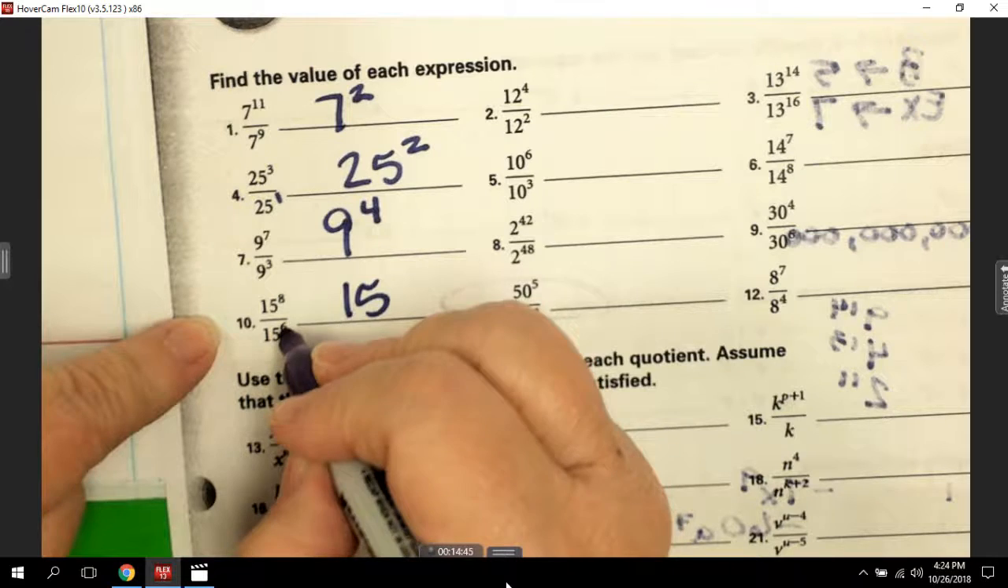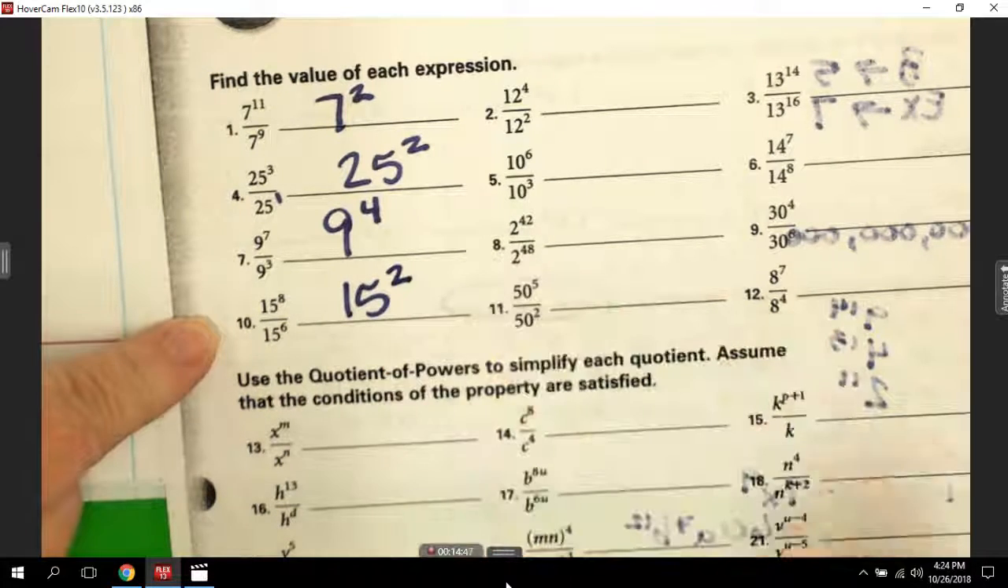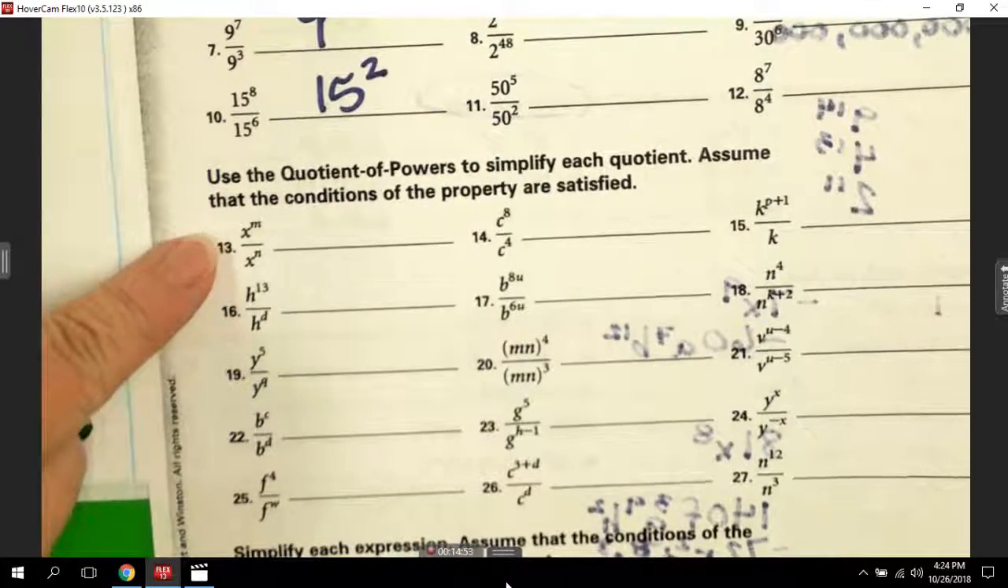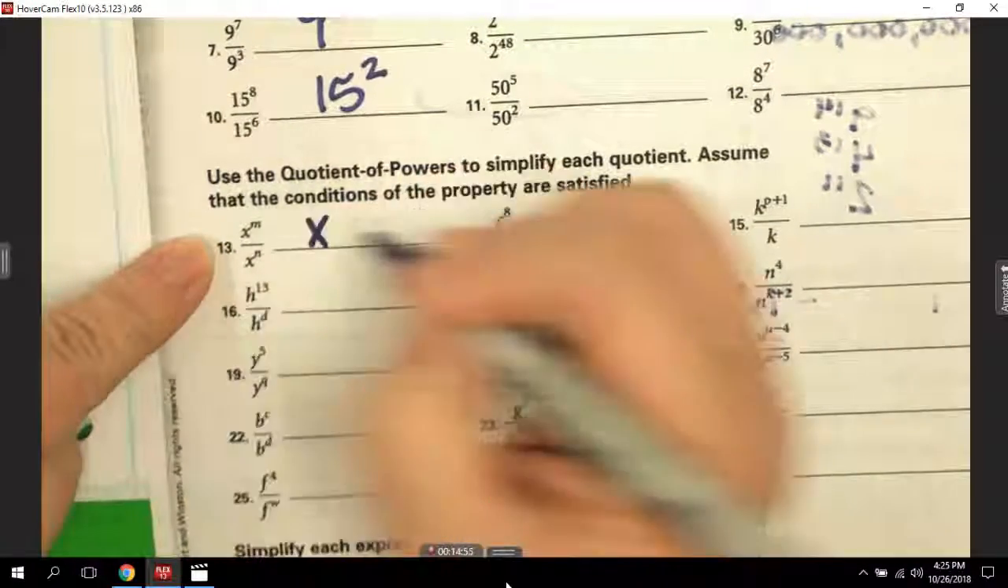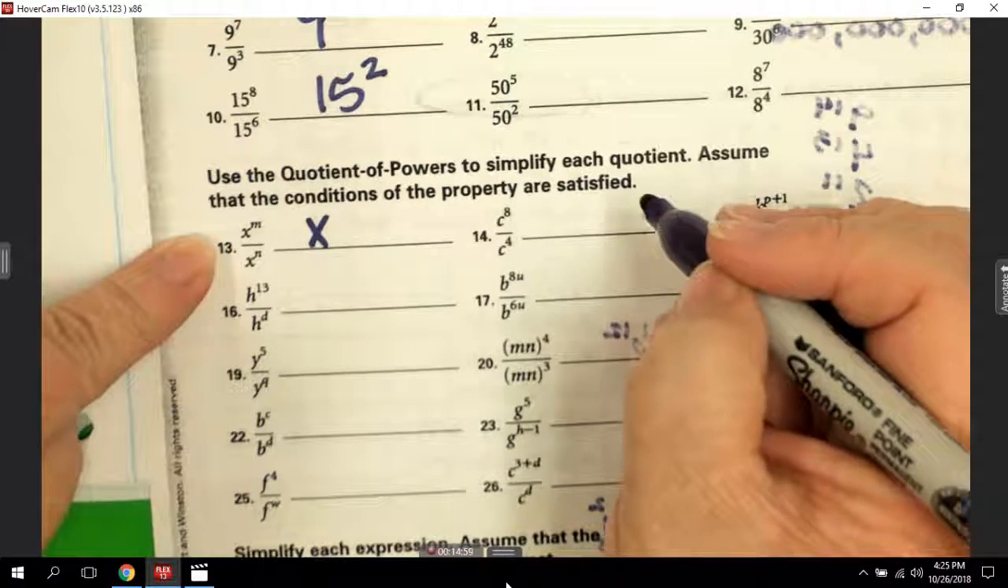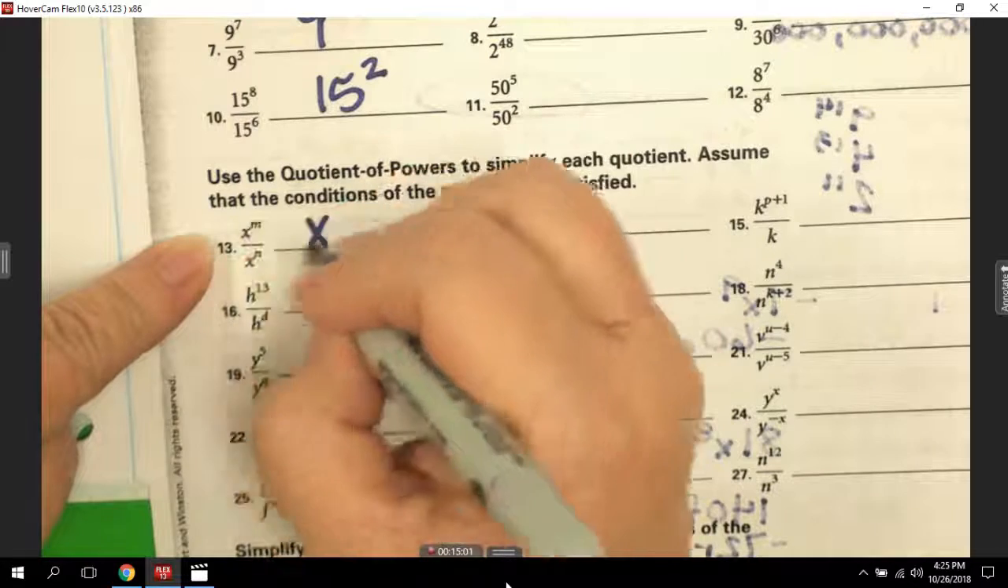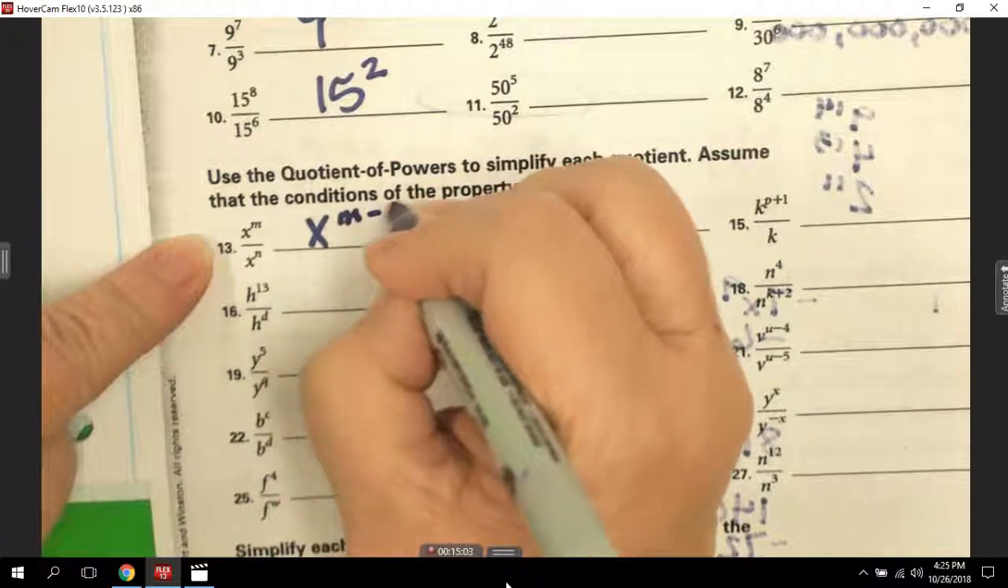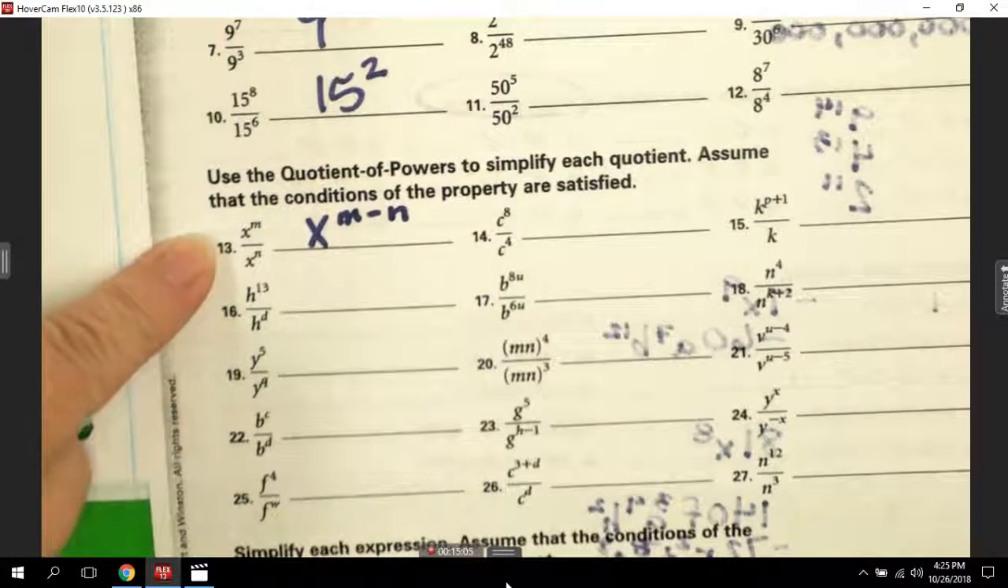Number 10, 15 is our base number. 8 minus 6 is 2. In division, we subtract the exponents. Now for the next section. Our base number x's are the same, but we don't know the values for the variables m and n, but we know we have to subtract them, so x to the m minus n. That's the best we can do. We're done.